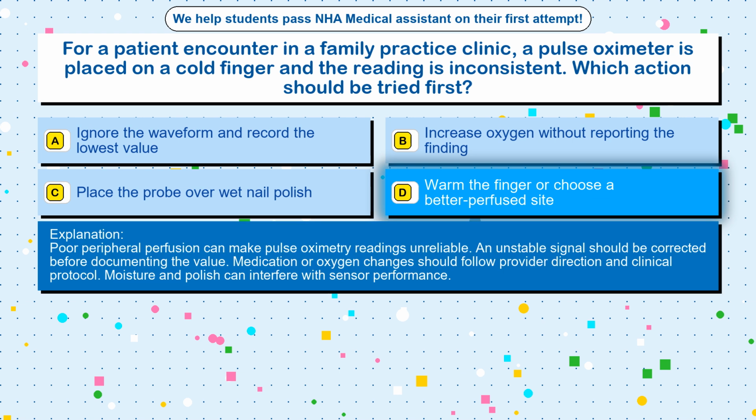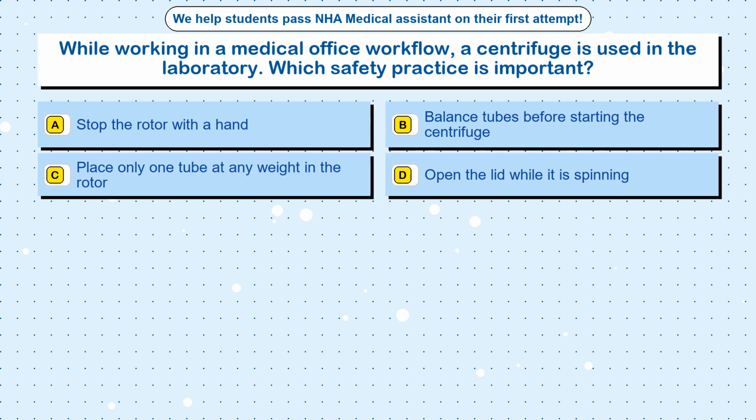Poor peripheral perfusion can make pulse oximetry readings unreliable. An unstable signal should be corrected before documenting the value. Medication or oxygen changes should follow provider direction and clinical protocol. Moisture and polish can interfere with sensor performance. Question 63.